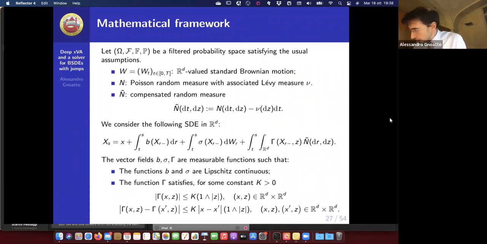So, the setting is the same as before. This is the canonical process that we were considering also in the first part of the talk. What we want to introduce now is, of course, the presence of jumps. With respect to the previous one, we introduce a compensated Poisson random measure, and we introduce standard assumptions on the coefficients of our forward dynamics, which ensure the existence and uniqueness of strong solutions.